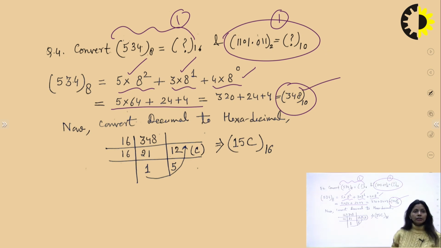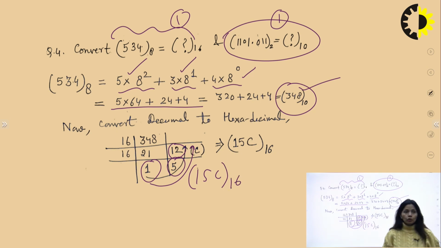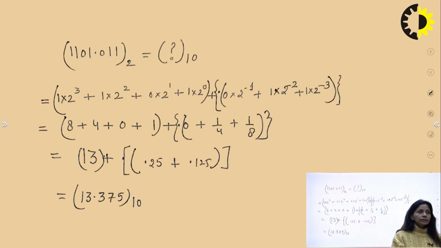Now you have to convert the decimal number by the division method. You will divide by 16, this will go 21 times, the remainder is 12, and then 16 goes 1 time, the remainder is 5, and then this is 1. Now the answer is 15C in hexadecimal. So you will show the steps involved. You do not have to use your electronic calculator directly, but you will show all the steps to solve the question.